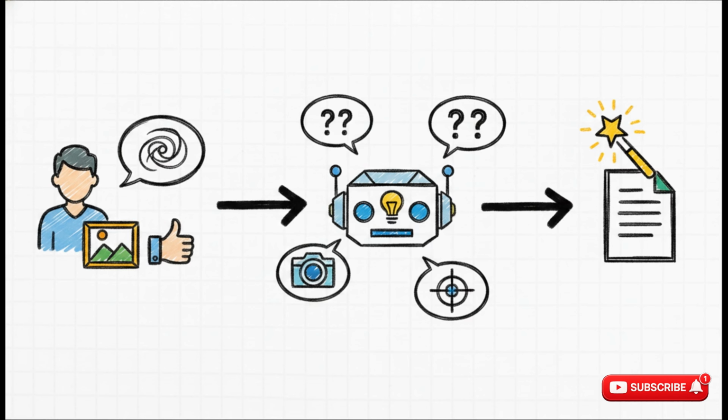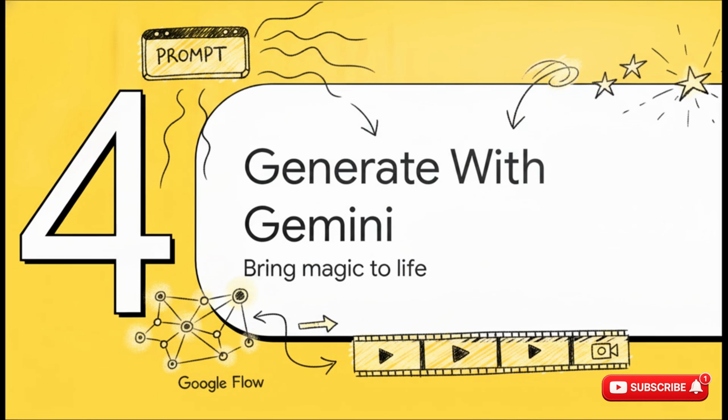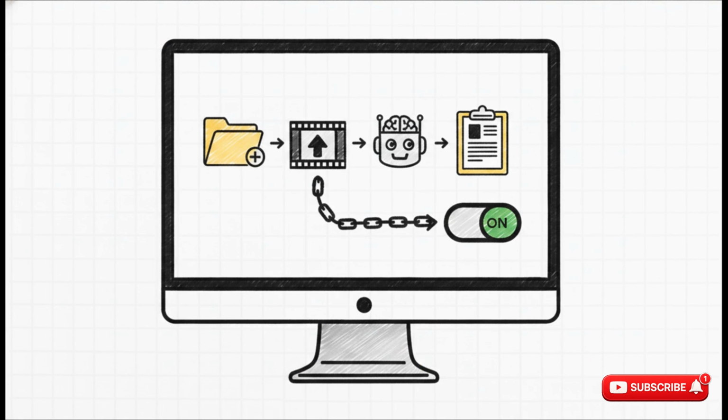By just taking a few minutes to answer those, ChatGPT generates a highly customized, incredibly precise prompt for your exact needs. All right, section 4, generate with Gemini Omni, bringing the magic to life. So, with our perfectly crafted prompt ready to go, we step into Google Flow to execute the actual video generation.